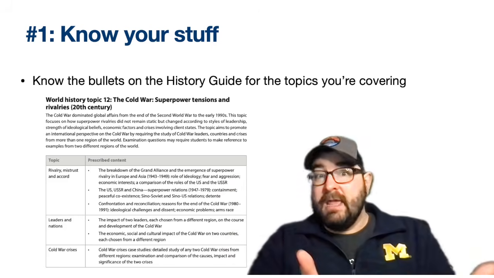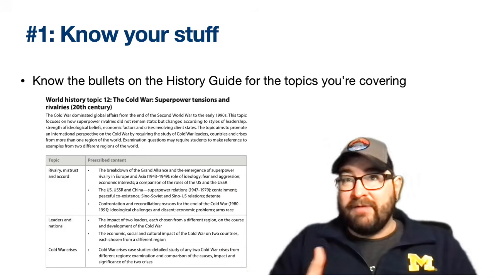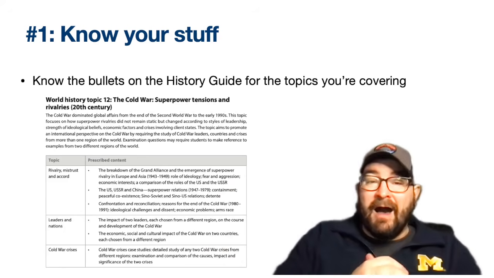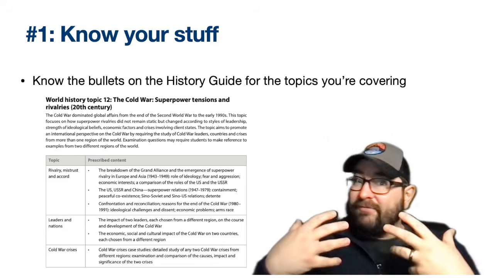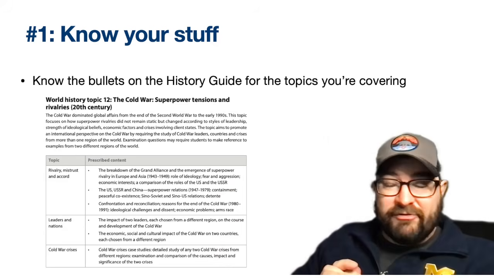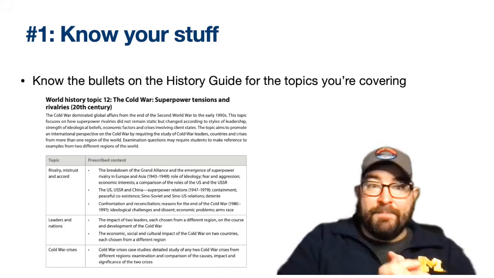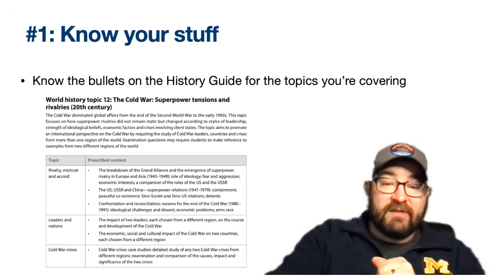So for example, the impact of 2 leaders, each chosen from a different region on the course and development of the Cold War. That is literally a paper 2 question that you could be asked. So turn those bullets into questions. And if you think you could answer those questions in a 45-minute essay, you're going to be ready for the IB exam. If not, do some studying and know your stuff.